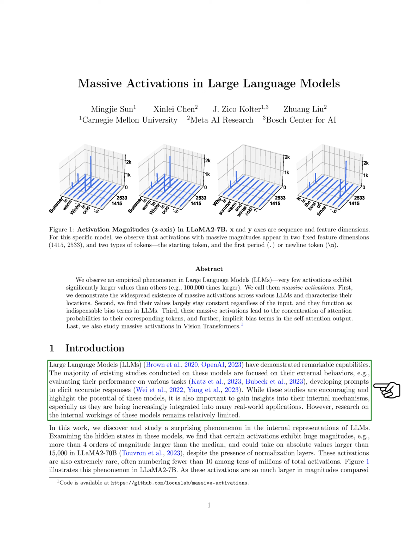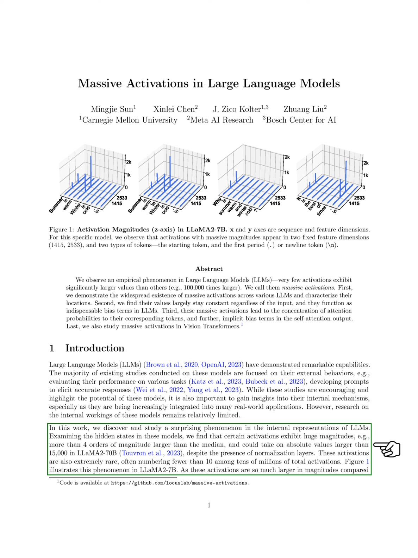Despite the significance, the exploration of LLMs' internal mechanisms has been somewhat limited. Our investigation led us to a surprising discovery within the internal representations of LLMs. When we looked into the hidden states of these models, we found instances of certain activations that were astonishingly large, more than 4 orders of magnitude larger than the median and sometimes exceeding absolute values of 15,000, even in models like Llama 2 70B that incorporate normalization layers.